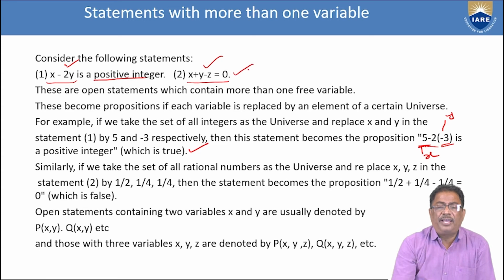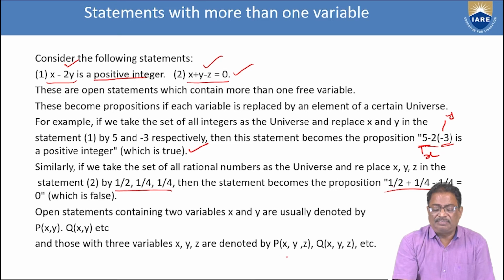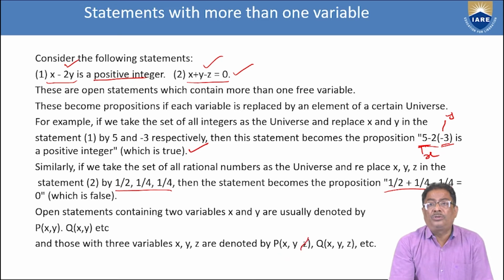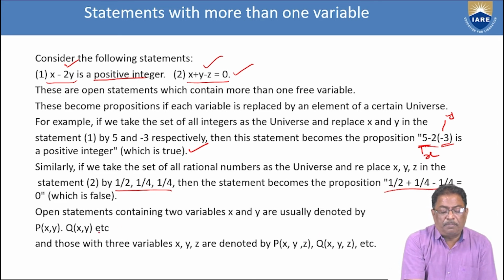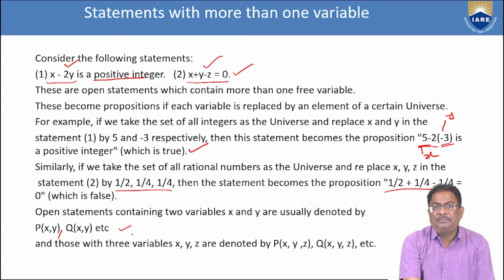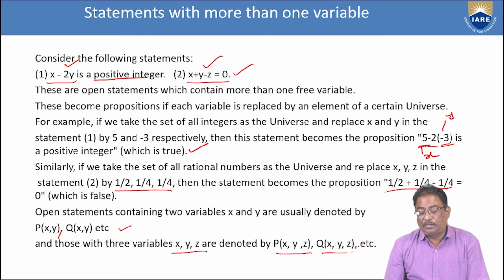Similarly, for x, y, z, if you give some numbers and we verify whether the sum equals 0, I can write it as true. Otherwise, I can write it as false. So this is how we are going to represent it. Suppose I consider an open statement with two variables, then we write P of x comma y, Q of x comma y, or R of x comma y. If it is three variables, we represent P of x comma y comma z, Q of x comma y comma z, and so on.